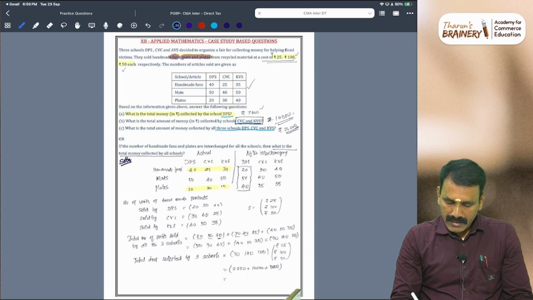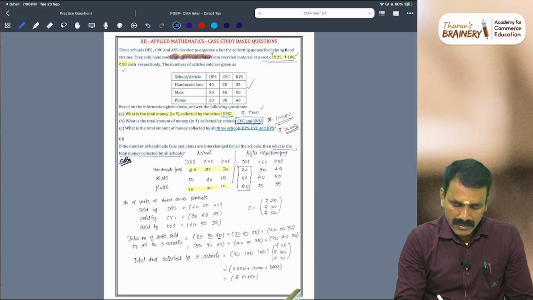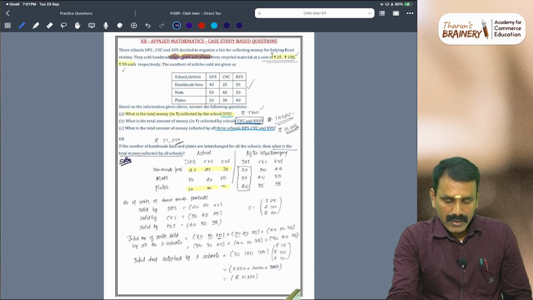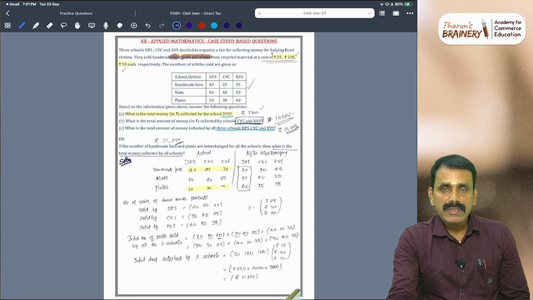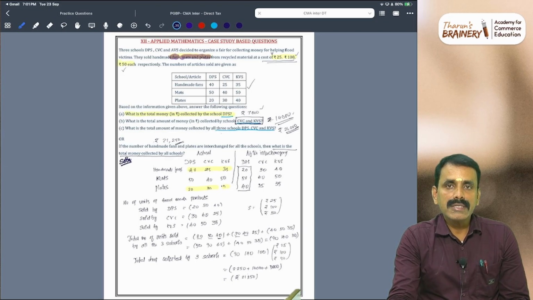So the total amount will be 2,250 plus 14,000 plus 5,000. 19,000 plus 2,250 is going to be rupees 21,250. So this is the final answer, rupees 21,250. Okay, students. So we got the value for the total amount collected by all the three schools after interchanging the handmade fans quantity with the number of units sold of plates. Is it clear, students? In this session we have learnt how to solve the case study question in matrices. Okay, students. Thank you.